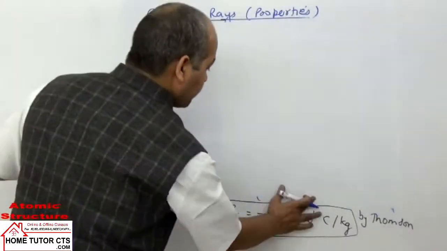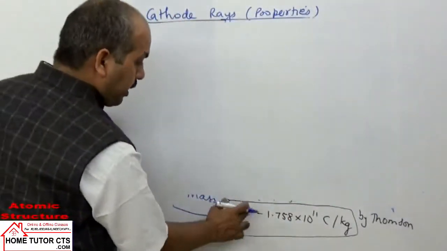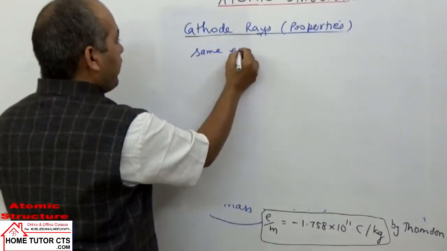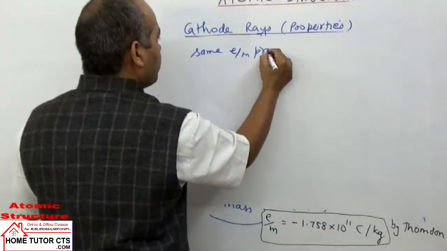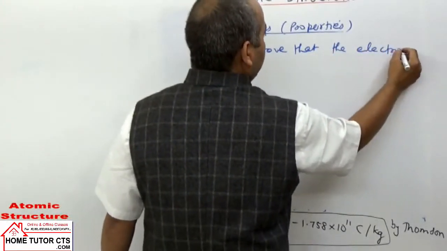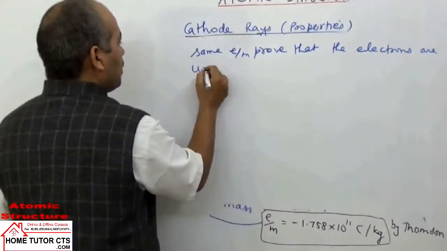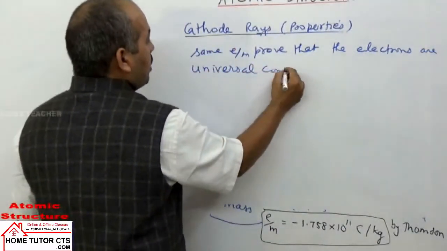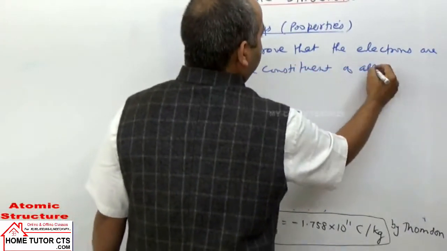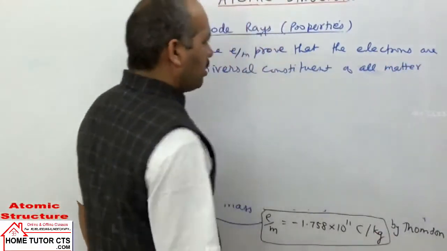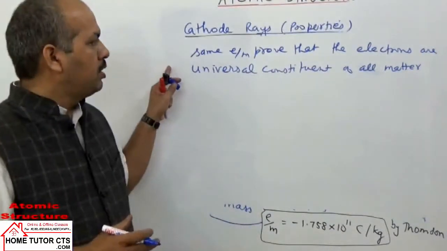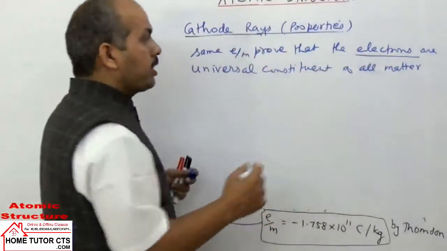And this same, constant value, the same e by m ratio, proves that the electrons which are making the cathode rays are a universal constituent of all matter. You take all matter, each matter, in fact all matter is made of, or will contain in it, electrons. Basically, what makes the cathode rays?